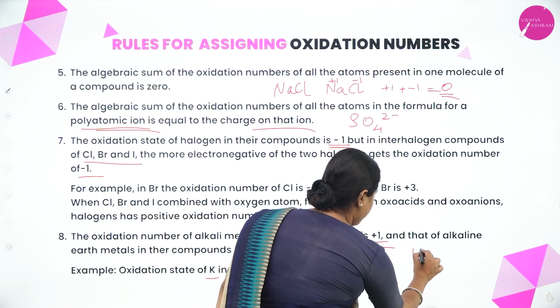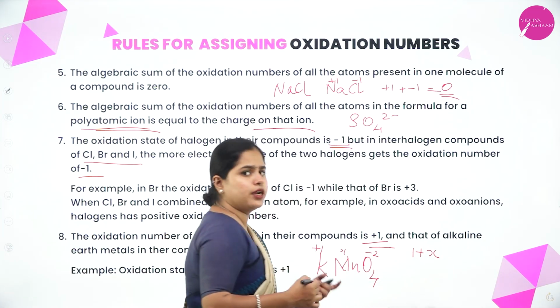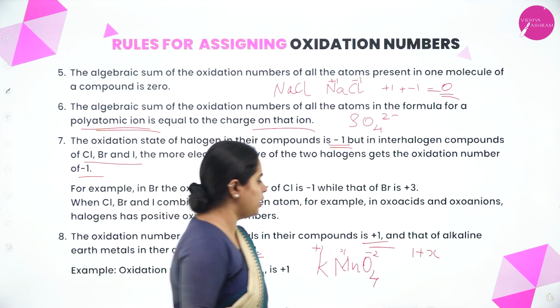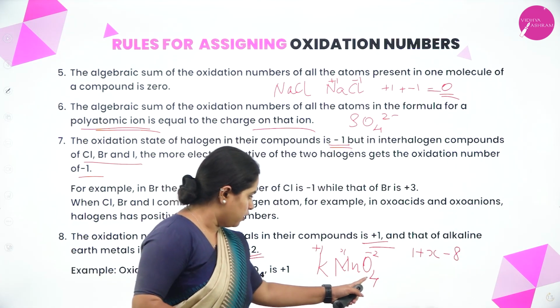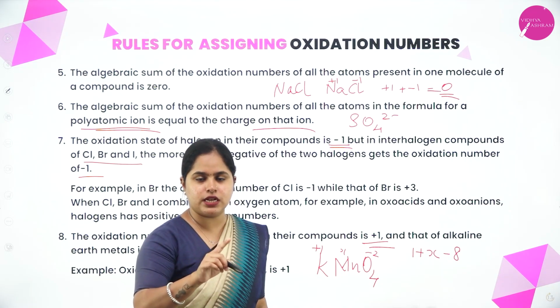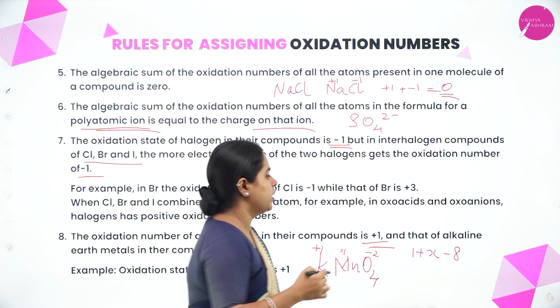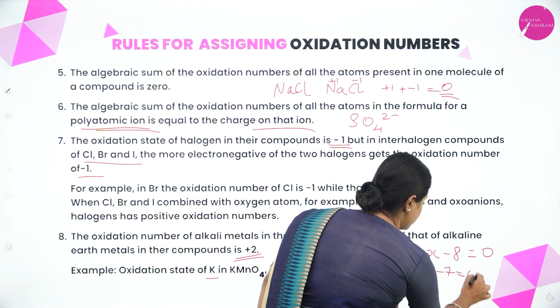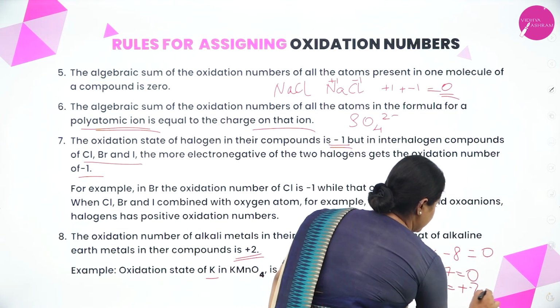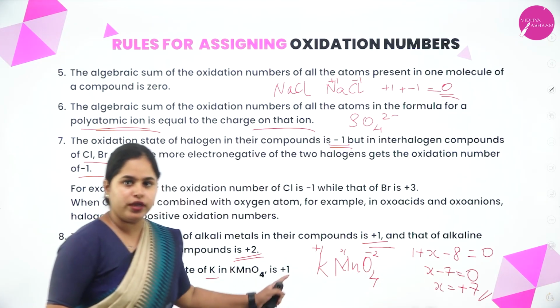So, 1 plus X. For manganese, I don't know, I have to calculate it. I put X here and -8. How come it has become -8? It is 4 into -2. For one oxygen atom, it is -2, and you have 4 of that. So, it will be equal to 0, right? So, X minus 7 will be equal to 0 and X will be equal to +7. So, how am I doing this calculation?